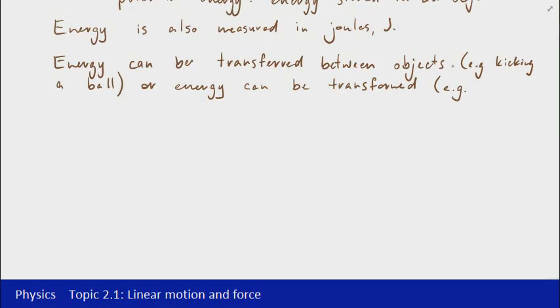When we're transforming, we're taking one form of energy and converting it to a different form of energy within the one object. An example there might be a bungee jumper. When they are at the top of their jump, they have potential energy. There's energy that's stored due to their position in a gravitational field. And as they fall, that potential energy is converted to kinetic energy.